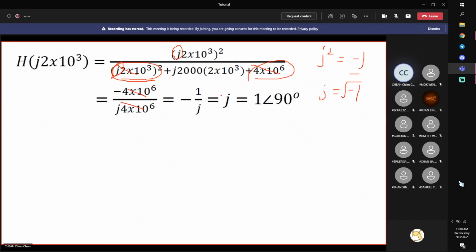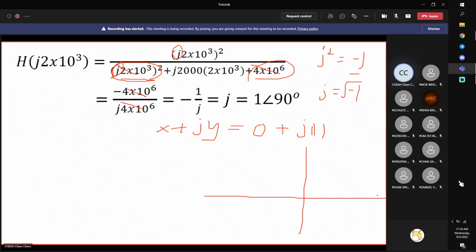So this is in standard form. Standard form means what? X plus JY, the real part and imaginary part. In this case, it means no X. X is equal to 0. Y is equal to 1. So you plot that out in your complex plane, it means what? This is your real part X, this is your imaginary part Y. X is equal to 0 and Y is equal to 1. So it is here.